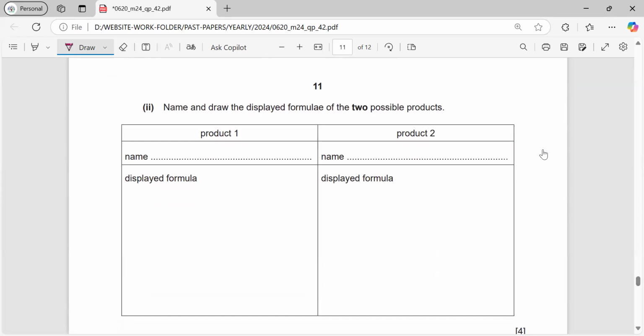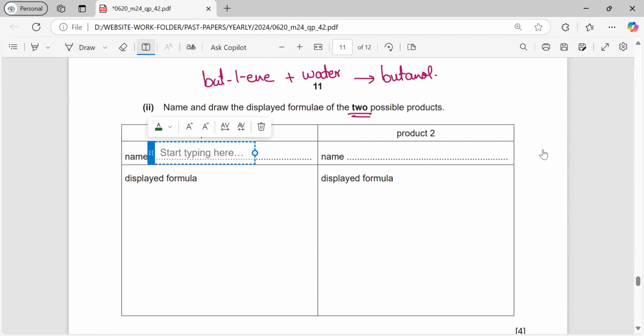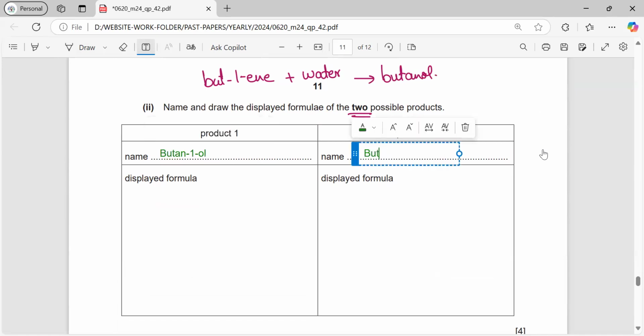Name the product and the displayed formula of the two possible products. When but-1-ene reacts with water or steam, it forms an alcohol, butanol. There are again two possible isomers: butan-1-ol, and the second product, butan-2-ol. Let's draw the structures of both of them.